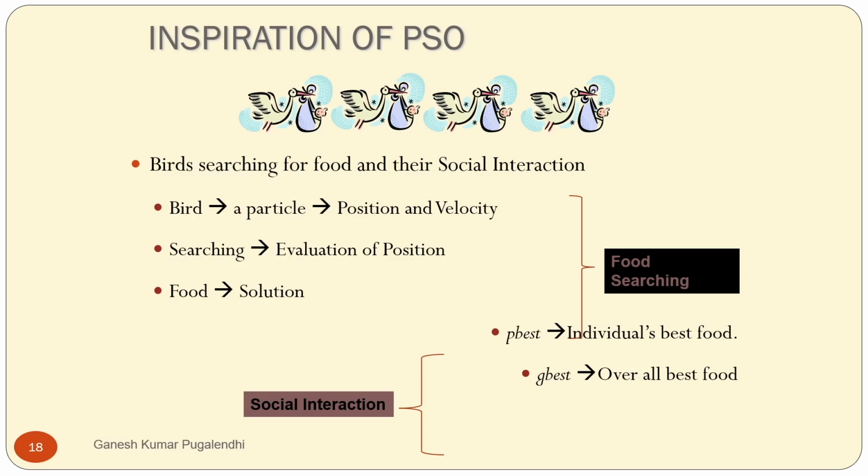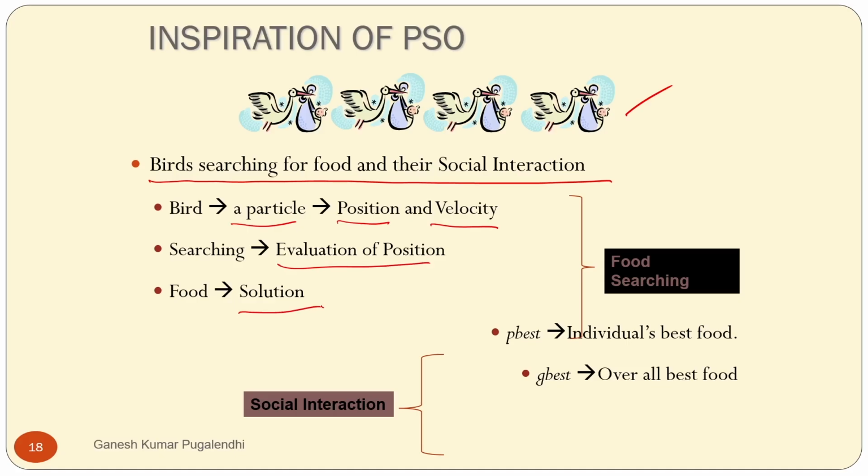So what is the inspiration of PSO? Each bird is searching for food, and they have social interaction. A bird is treated as a particle which has two vectors, one is the position vector and another is the velocity vector, and searching is nothing but evaluation of the position. What is the food here? The solution is the food here.